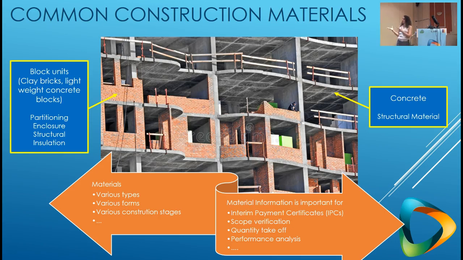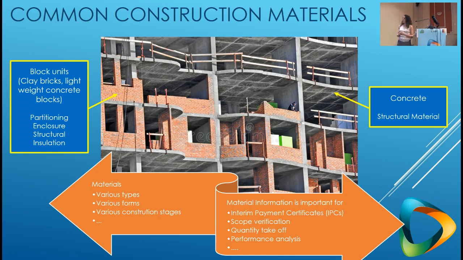We commonly use concrete as a structural material in reinforced concrete structures, common in our area, and also block units like clay bricks and lightweight concrete blocks for partitioning, for exterior enclosure, sometimes for structural purposes and insulation purposes. These are only some examples, but you can guess that there are a lot of different types of materials. And actually, it is not a very easy task to identify all of these materials accurately, timely, and continuously during the construction, and also for as-is building model generation.